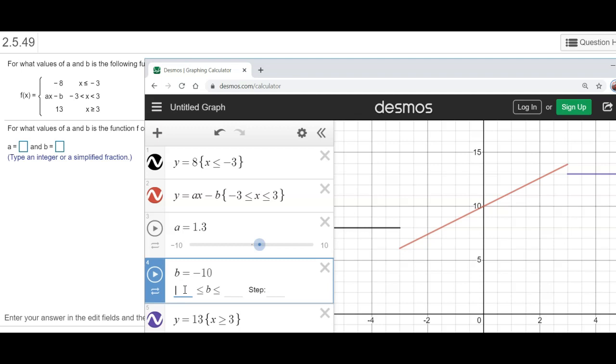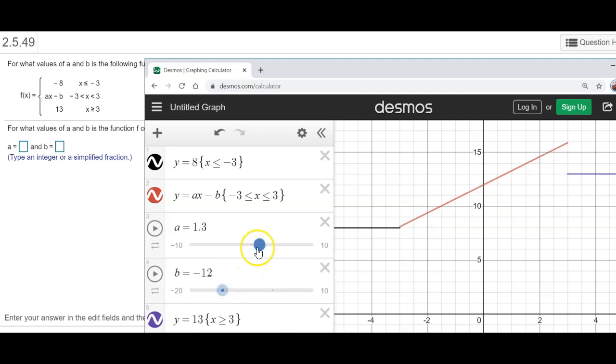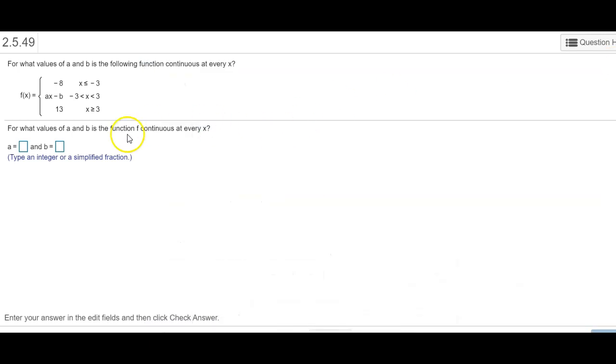Let me make this go down to like -20. We need it to hit both of these, but hit them exactly. So it's going to be somewhere in this range. So here's the thing. This is going to be a system of equations.